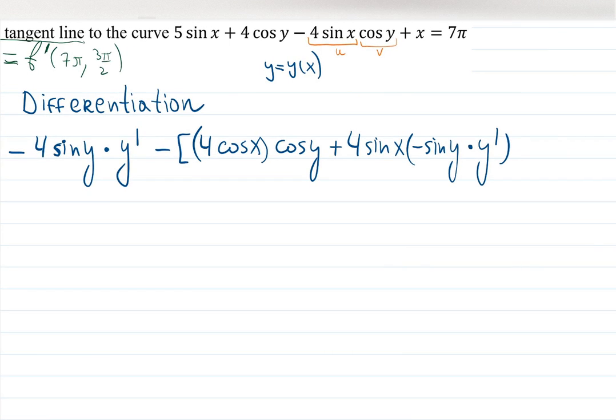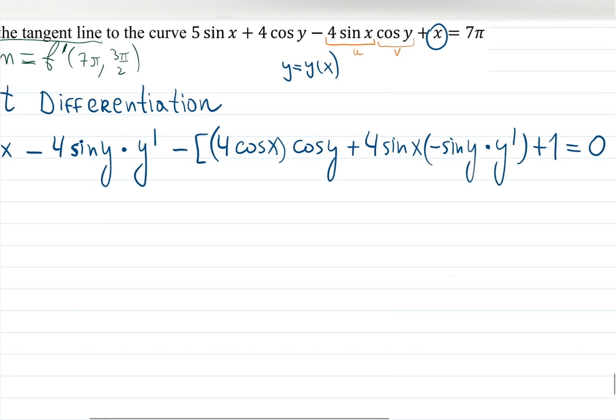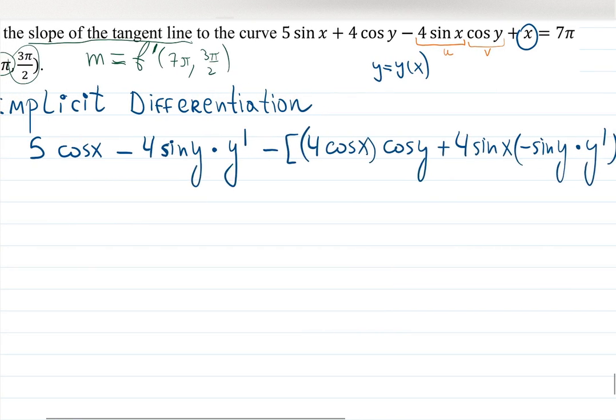Do you see that plus 1, plus x over here? Don't forget, that will give you plus 1, and the right hand side is 7 pi. Since I have a questioning intonation, you might guess that I need to point out a very common mistake. When students get excited that they have finished differentiating the left hand side, they forget to differentiate the right hand side. 7 pi prime gives you 0. And this is my equation.